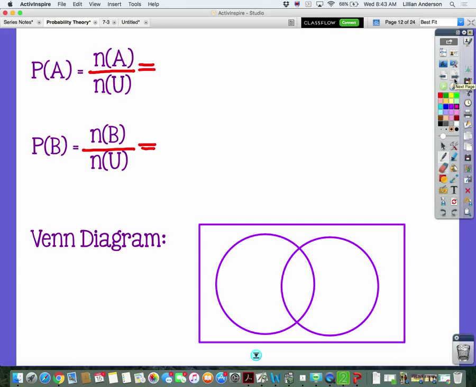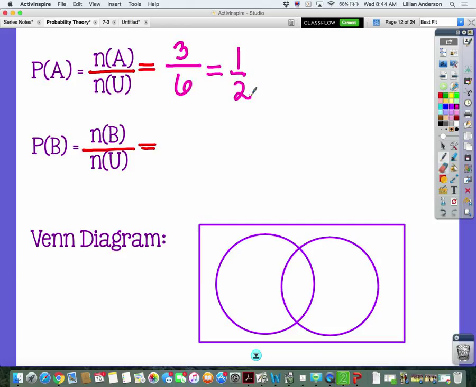So the probability of A, this notation right here is how you'll know that you're going to be dealing with finding the probability. Okay, so the probability of a particular set, in this case A, is equal to the number of outcomes in A divided by the number of outcomes in the universal set. Well, the number of outcomes in set A was 3, and the number of outcomes in our universal set was 6. So the probability of rolling an even number is basically 1/2.